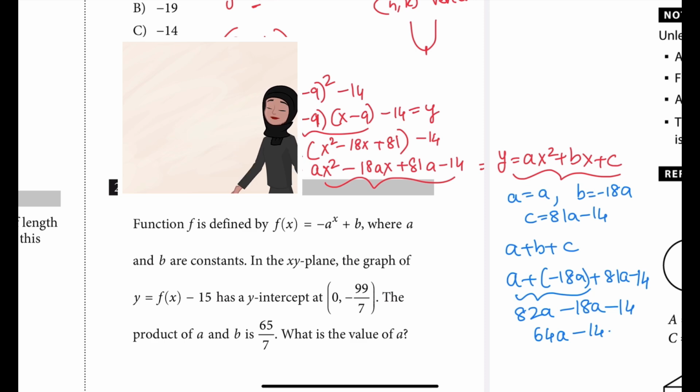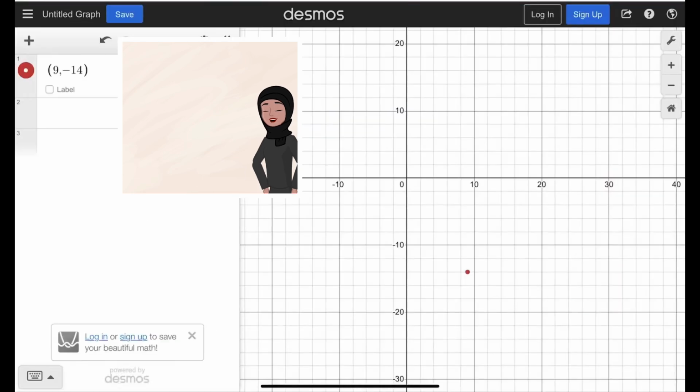Now we know that the vertex of the parabola is 9, negative 14. That will be below the x-axis. I have used the Desmos calculator to show you the vertex of the parabola. If it is 9, negative 14, it will be over here. This is below the x-axis, and it's given that the parabola intersects the x-axis at 2 points. If we draw it upside down, then it will not intersect the x-axis itself. That means the parabola has to open upwards. Then the constant a must have a positive value.